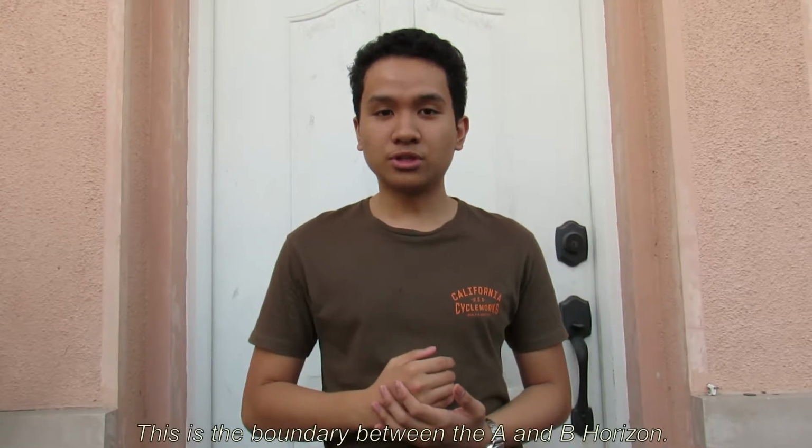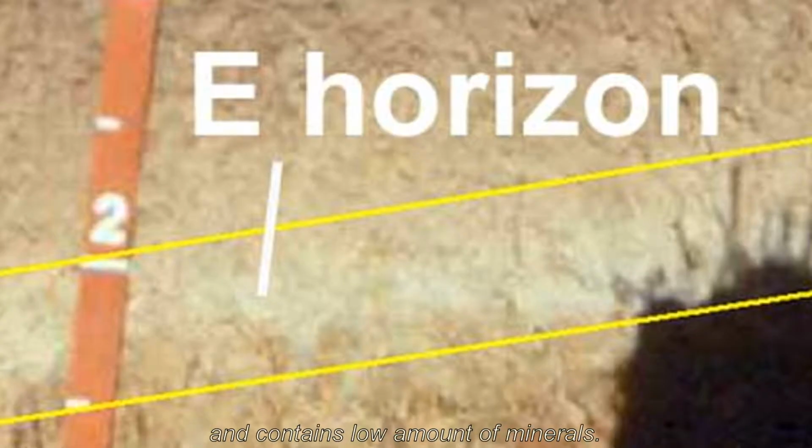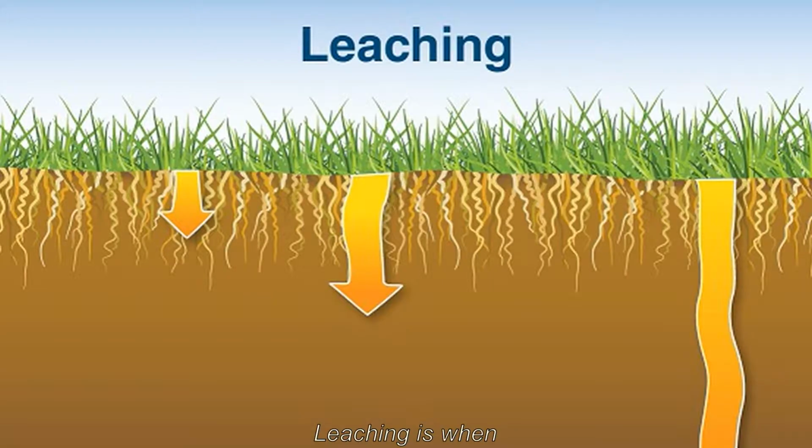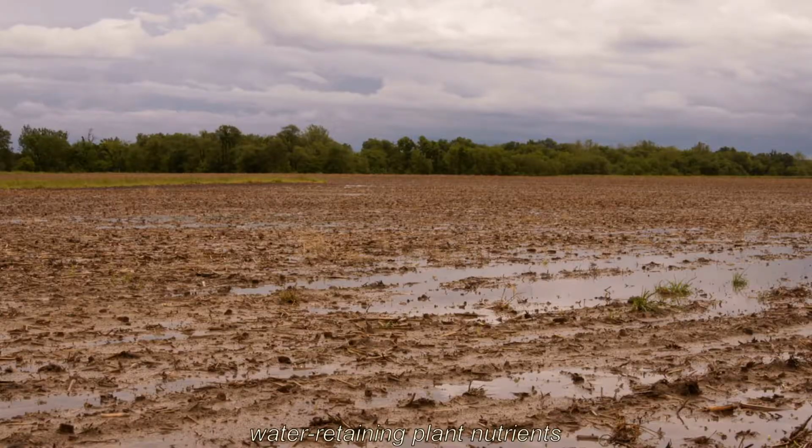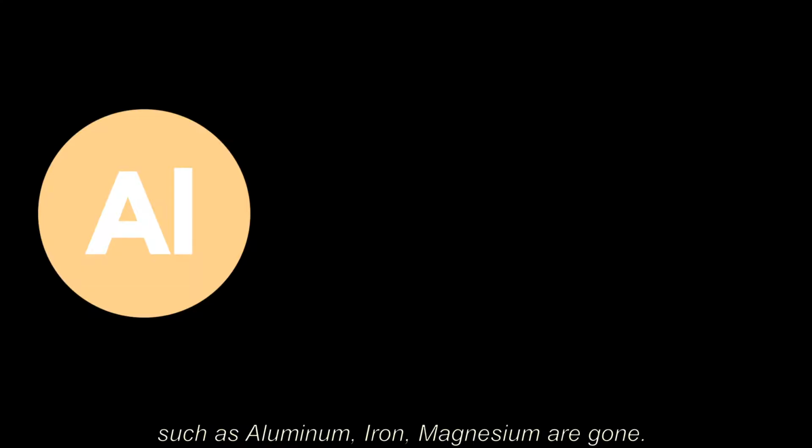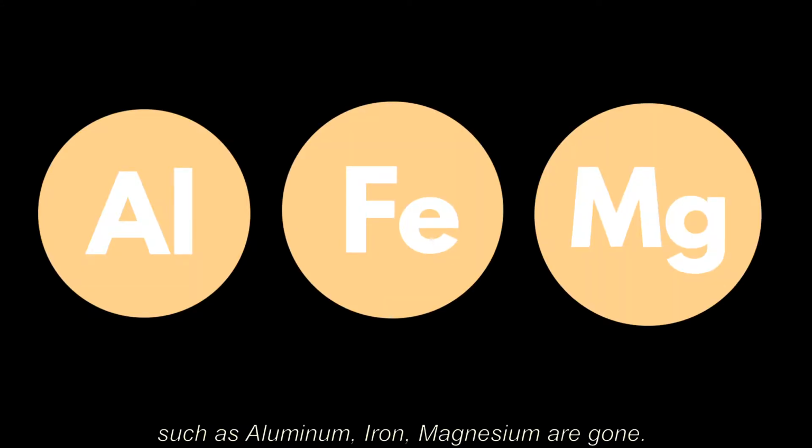Third is the E horizon. This is the boundary between the A and the B horizon. It is known as the leaching layer horizon and contains a low amount of minerals. Leaching is when water-retaining plant nutrients such as aluminum, iron, and magnesium are gone. There is a process that it goes through.